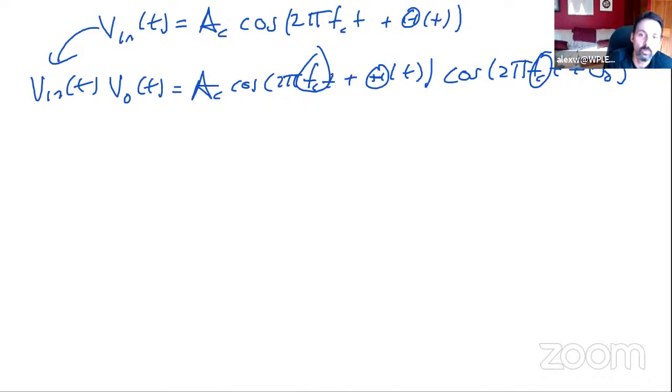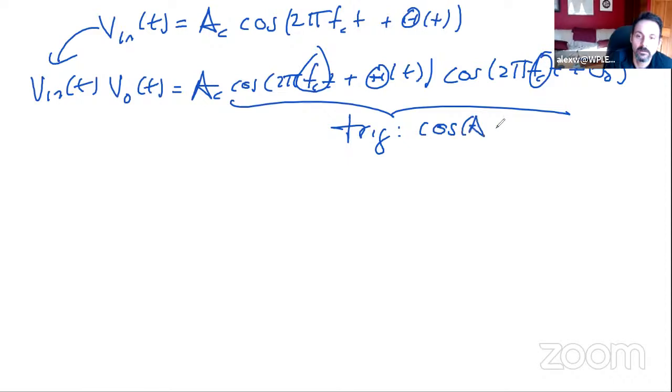And so if you work this out, what is this thing? This is a trig identity. This is cos A, cos B. And what is that? Because, you know, I always remember all my trig identities, right? No.